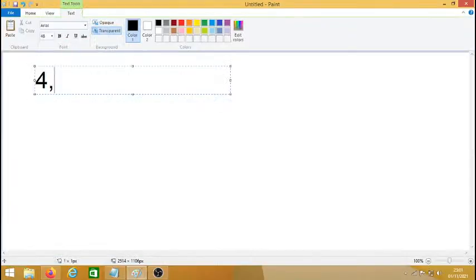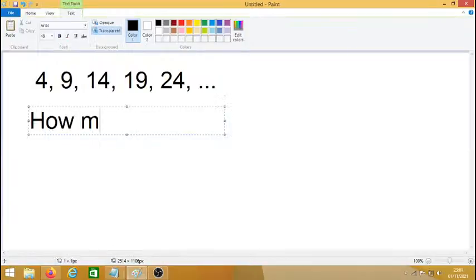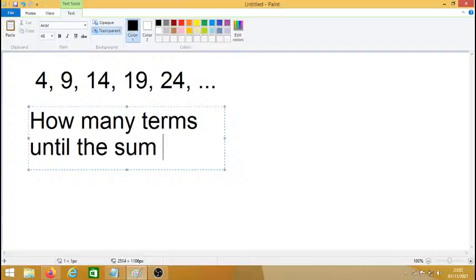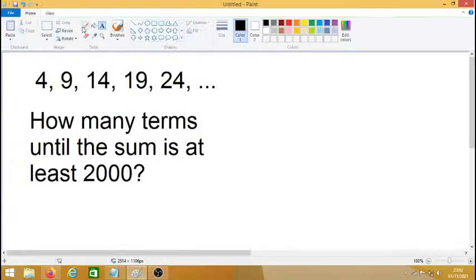So let's take a look at the sequence. It's 4, 9, 14, 19, 24, and it carries on like that. And we're asking how many terms will it take? How many terms until the sum is at least 2000? So how do we do that?